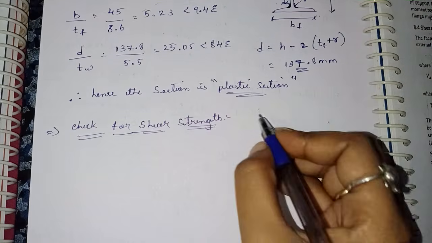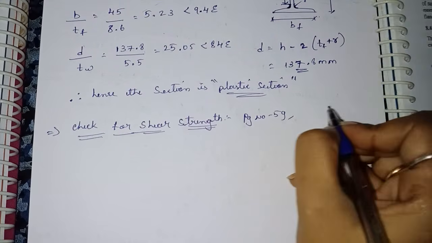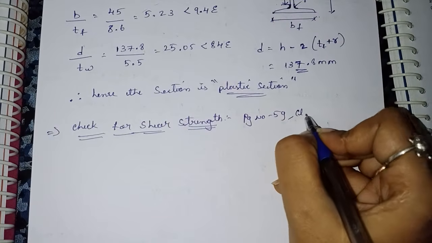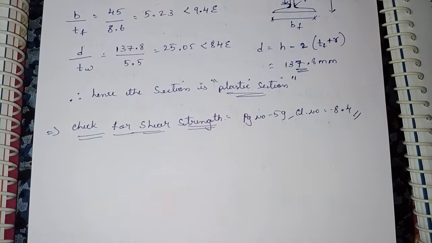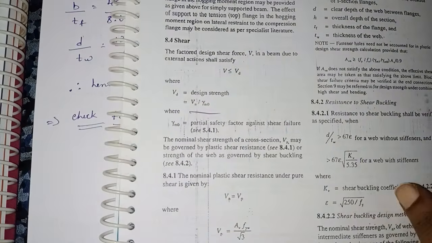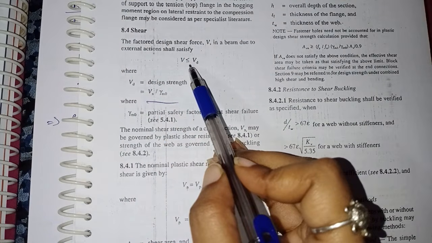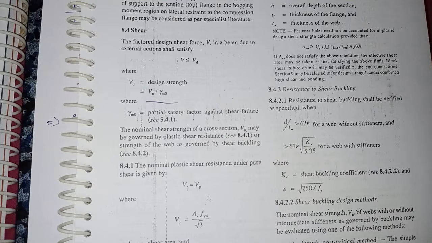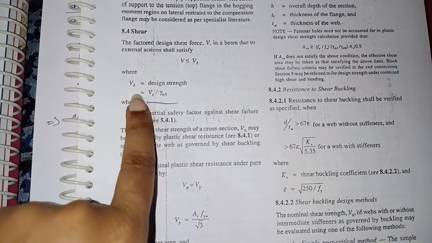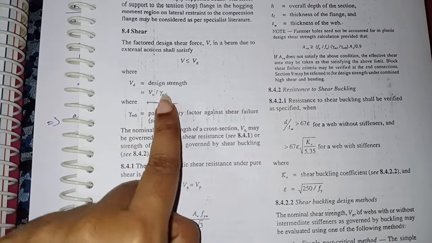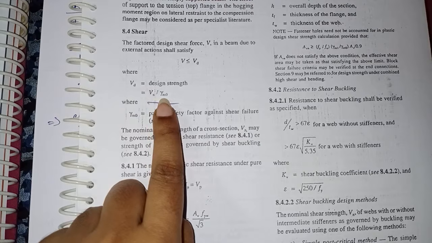First we will take it, and that you will get it in page number 59, and the clause number is 8.4. Okay, so if you go to page number 59 and clause number 8.4, you will get it here: shear V should be lesser than or equal to VD. VD is nothing but design strength. VD you will get from Vn divided by gamma m naught.